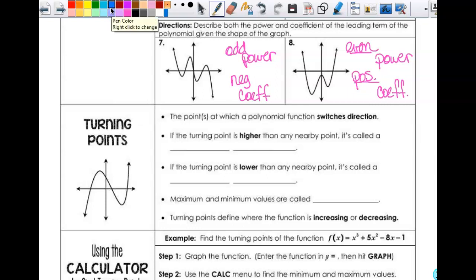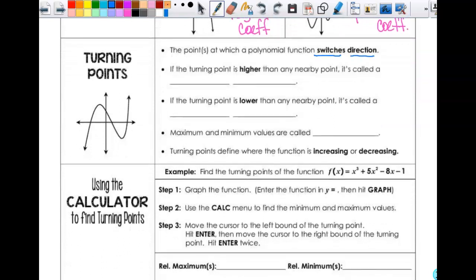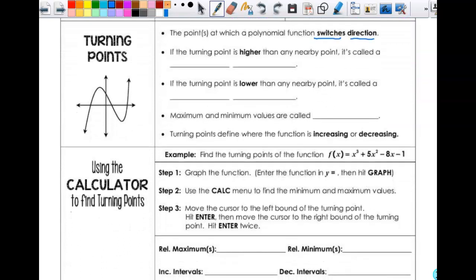So our turning points, they're the points at which it switches direction. They're also our maximums and minimums, right? It's where we change from increasing to decreasing and vice versa. So if you have a turning point that's higher than any other nearby point, remember we talked about the points in its neighborhood, then that makes it a relative maximum. Which would be like this point right here. If the turning point is lower than any nearby point, then it is a relative minimum.